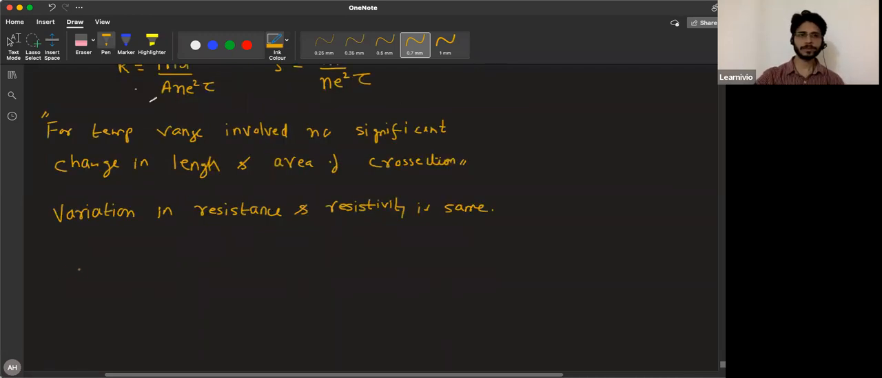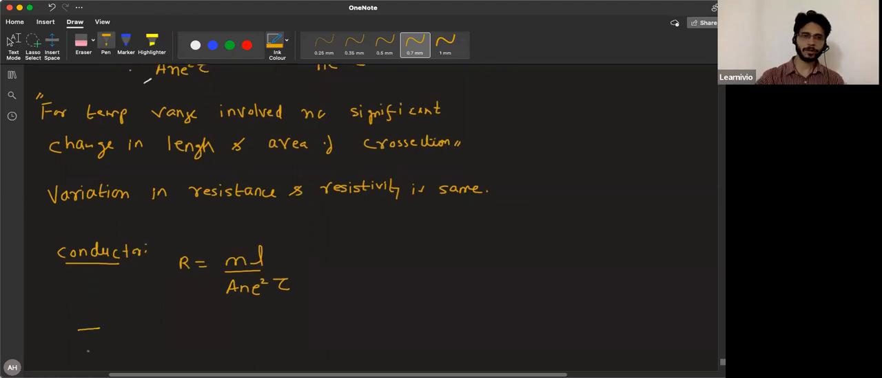Let's first discuss conductor. I'm writing the expression of resistance: R = ml by n e squared tau A. Let's see how the resistance of a conductor varies when you increase temperature. We'll look at each and every term. I'm increasing the temperature. On increasing temperature, will the mass of electron change? Saifullah? No. If I increase the temperature, it will not change. Length?